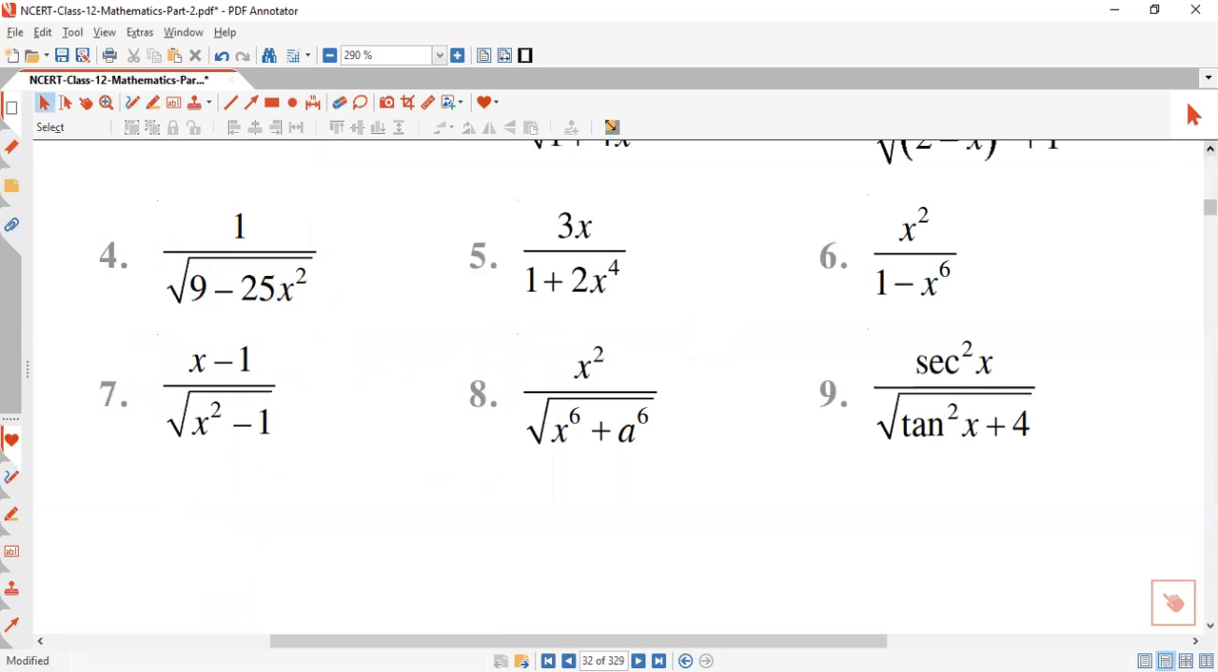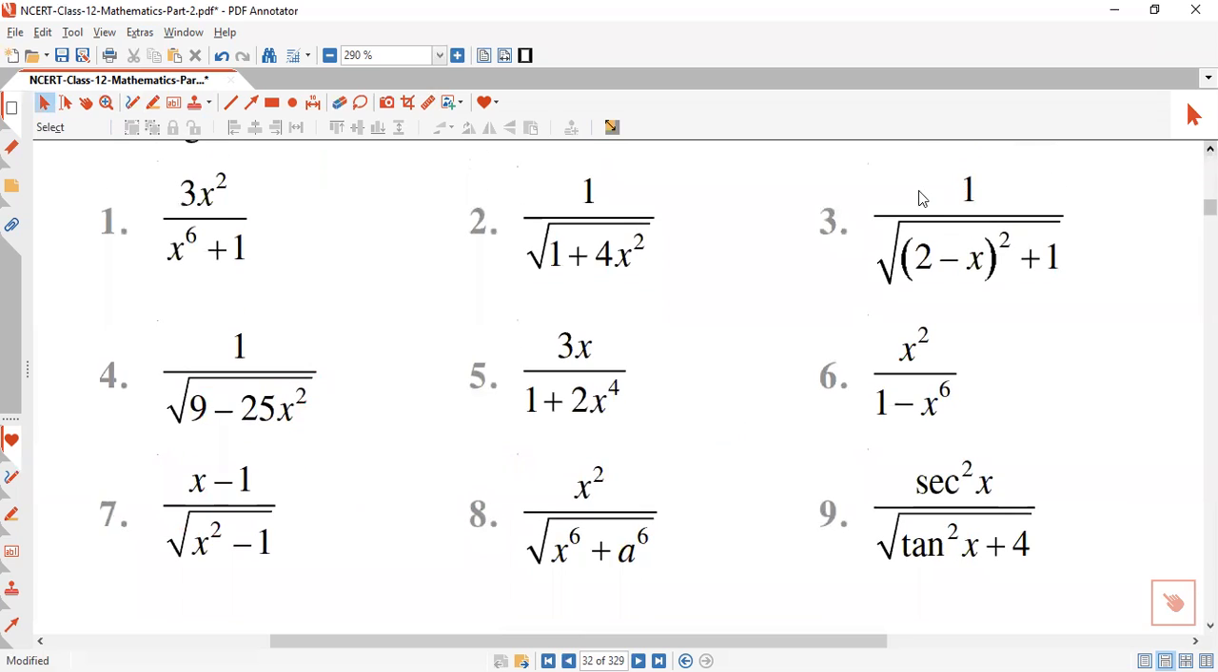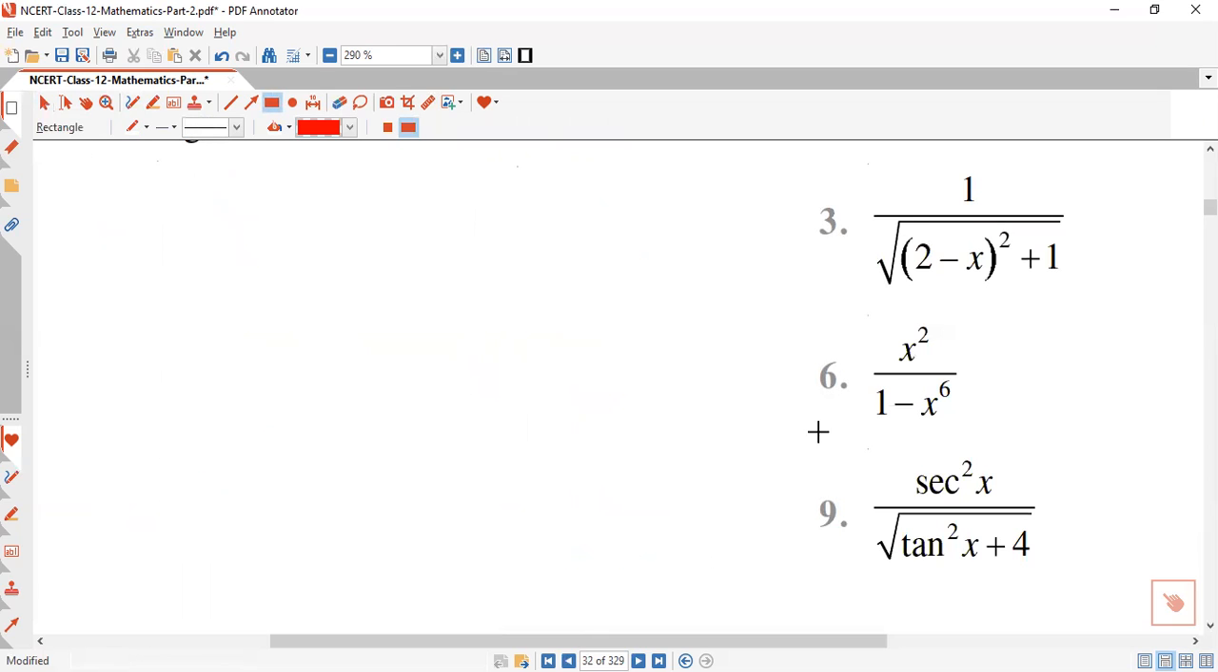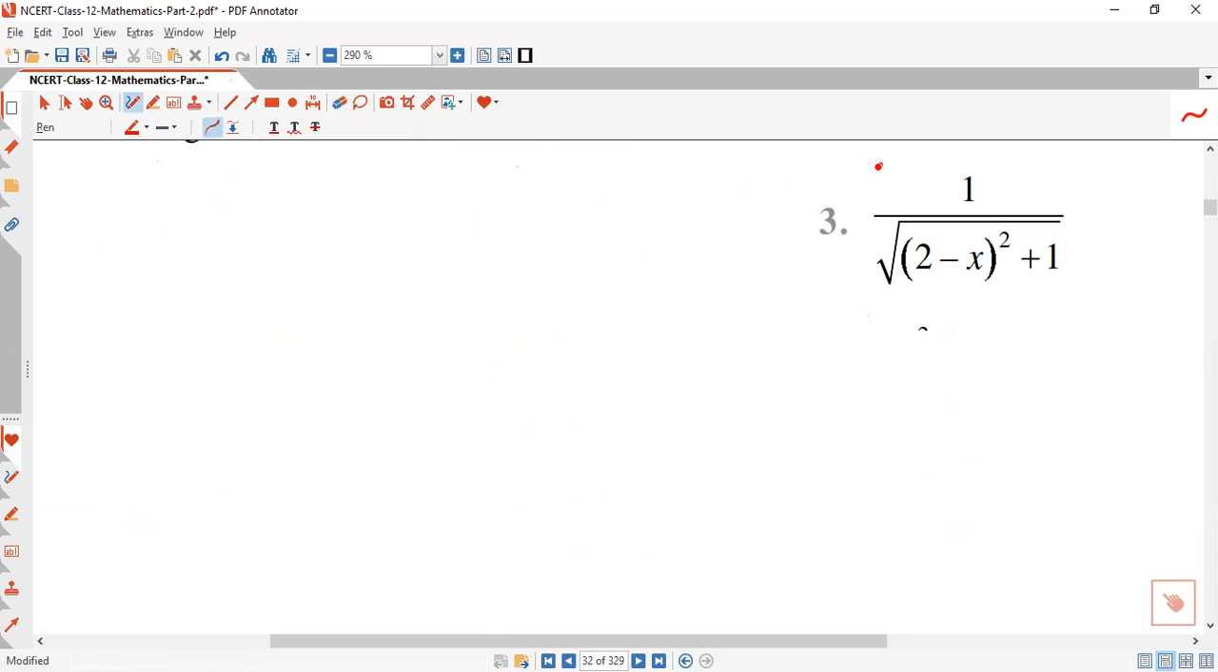Now I want to do question number 3. What is given for this question number 3? Again, you have a function given. There are only denominator terms, no numerator terms. Only 1 is the numerator, and we have a denominator under the root: 2 minus x square plus 1. So here we will say 2 minus x square, we take as t.